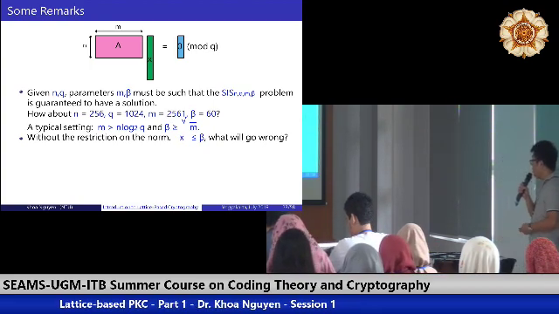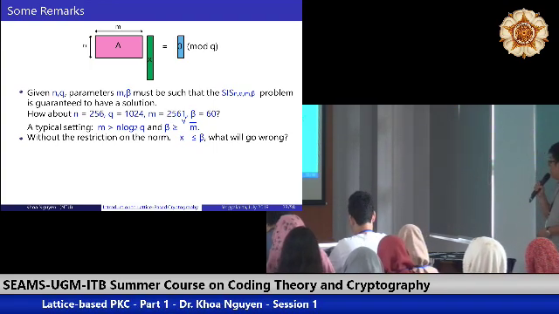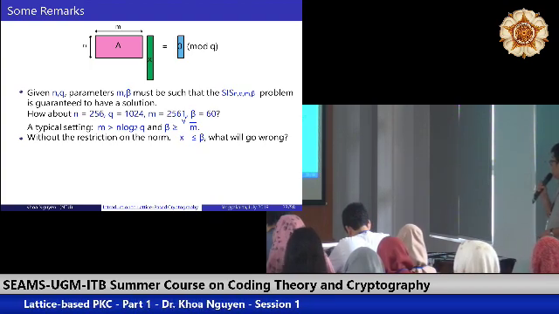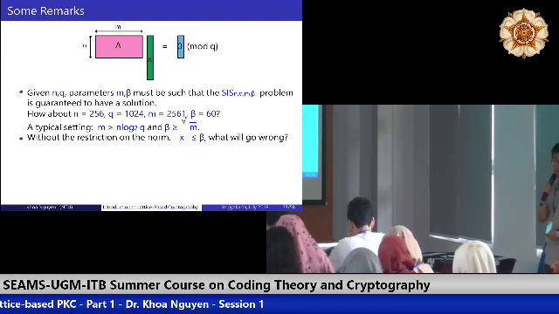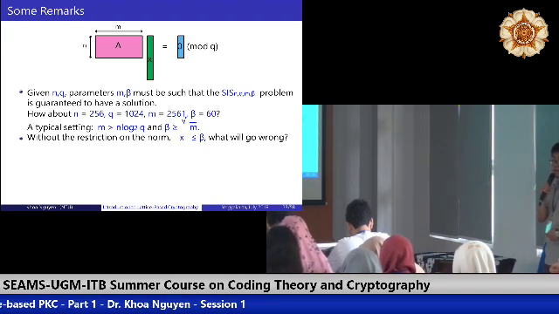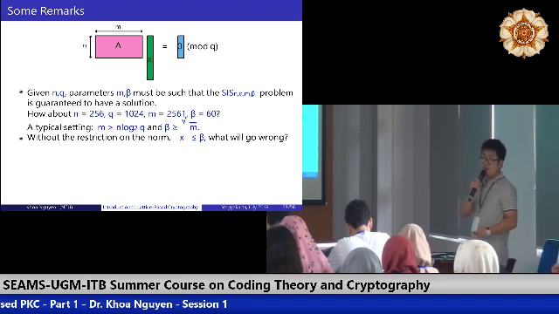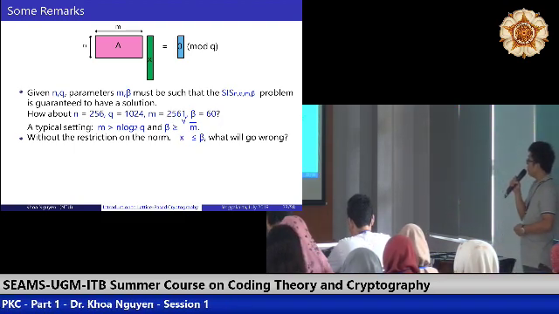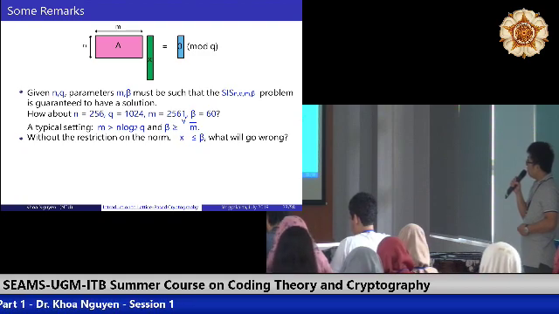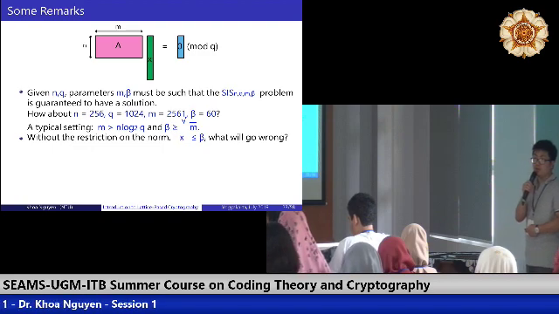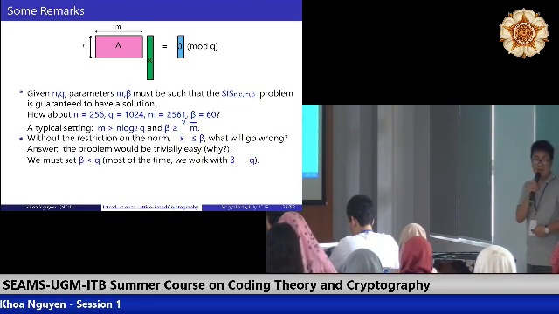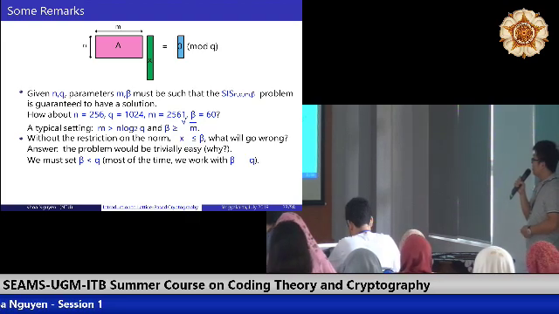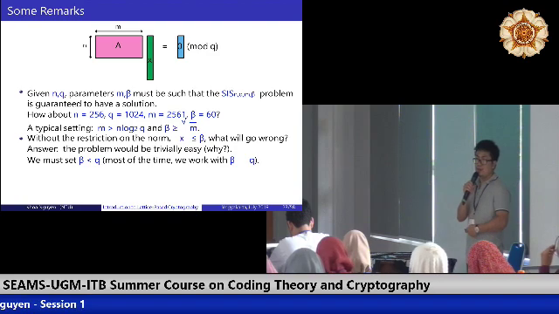The problem will be trivially easy if we don't restrict the norm. At least we must set beta less than q. Why? There is a trivial solution: since this equation is mod q, if you put the first coordinate of x to be q and everything else 0, it is also a non-zero solution, with norm q. So if we set beta equal to q, for example, the problem is also easy to solve.